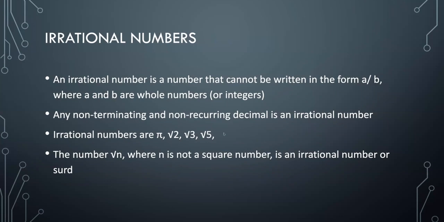We cannot write 2, 3, 5 as squares. If it is the square root of 4, then we can write it as 2 to the power 2. So this root 2, root 3, root 5, we cannot write as a square number. So these are irrational numbers.